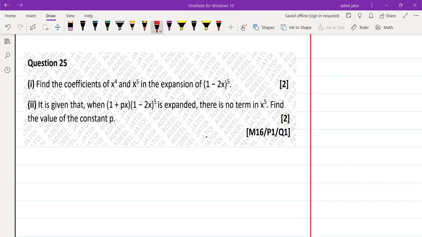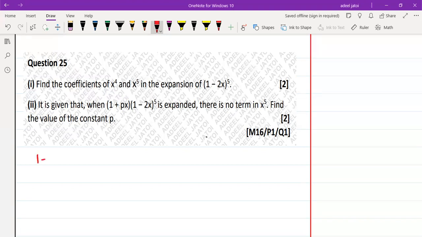March 2016, paper 1, question number 1. Question number 25. Remember, March is an Indian variant. Find the coefficient of x to the power 4 and x to the power 5 in the expansion of (1 minus 2x) whole to the power 5.